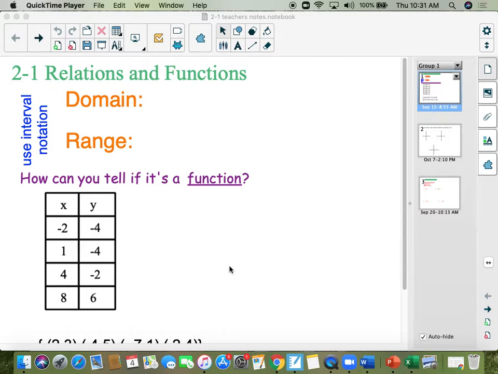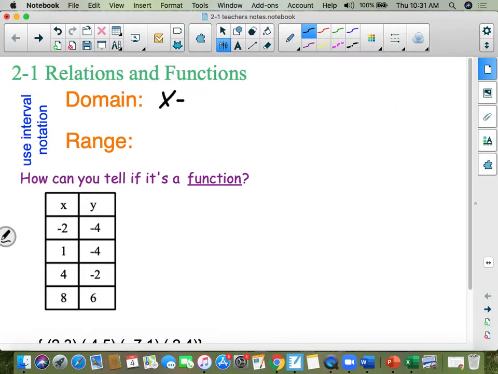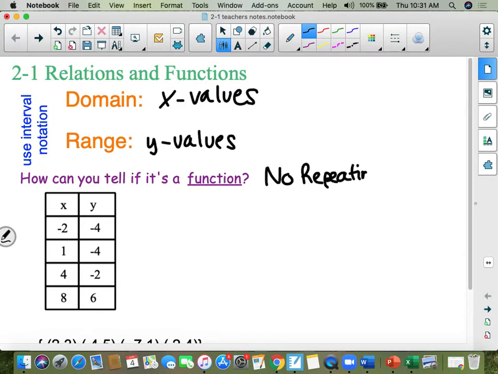Okay, starting chapter 2, we're going to learn what a domain and a range is. The domain are the x values. And when I talk about the range, they are the y values. And basically, how can you tell if it's a function or not? I'll talk about that in a minute. Oh, I can say it now. How can you tell if it's a function? No repeating x values.